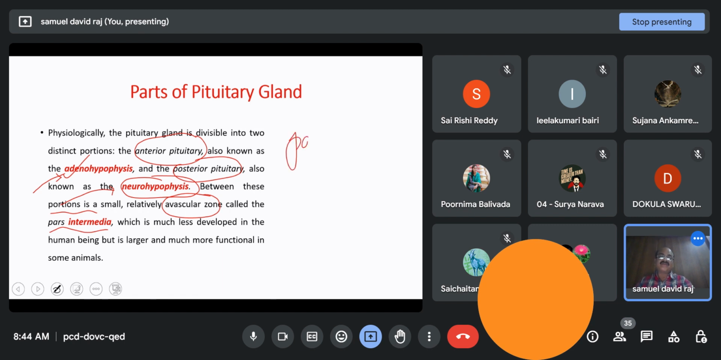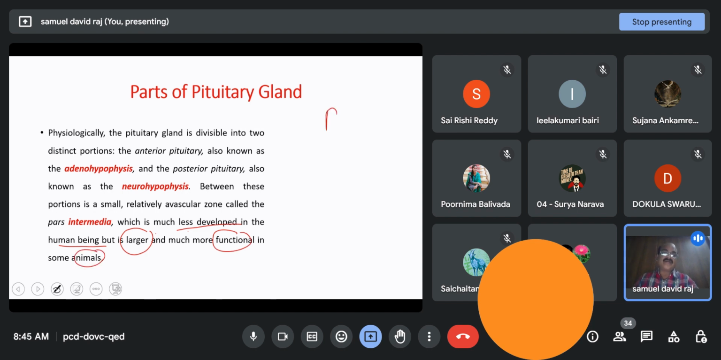Whenever you come across the term pars, you have to remember it literally means by the side of. So all these are present one by the side of the other, and in order to name them, this term is used. And this pars intermedia is less developed in human beings but larger and more functional in some other animals. So, thus, we can say that the pituitary gland is divided into two parts. The pituitary gland is also called hypophysis.